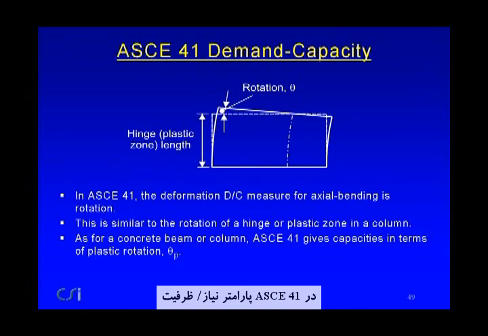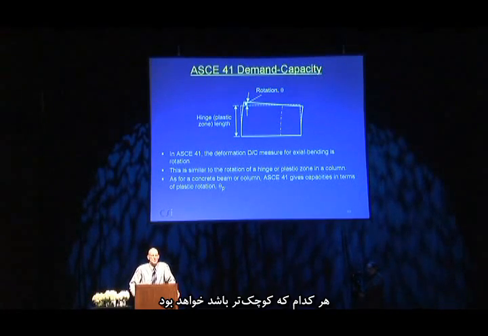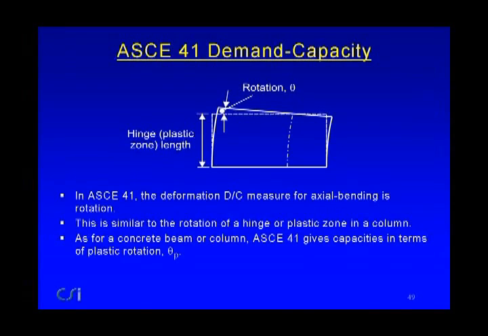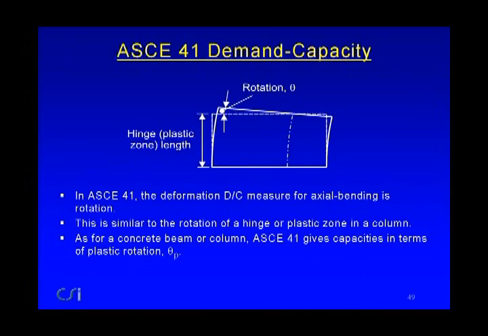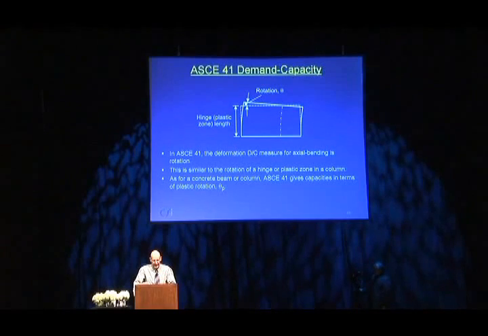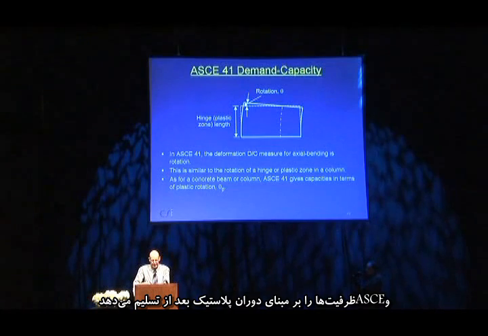In ASCE 41, the demand capacity measure for a wall in axial bending is rotation over this hinge length. Remember, the hinge length is 1/2 the wall width or the story height, whichever is smaller. And the demand capacity measures rotation. It's kind of like rotation over a plastic zone length, which is not too different from rotation on a plastic hinge. So in ASCE 41, the deformation demand capacity measure is rotation, similar to the rotation in the hinge or plastic zone. And ASCE gives capacities in terms of the plastic rotation after yield.